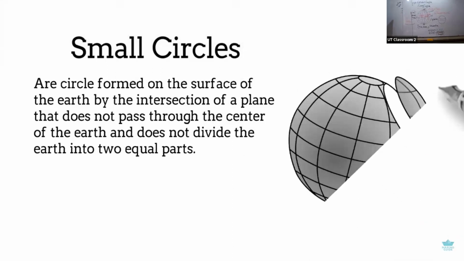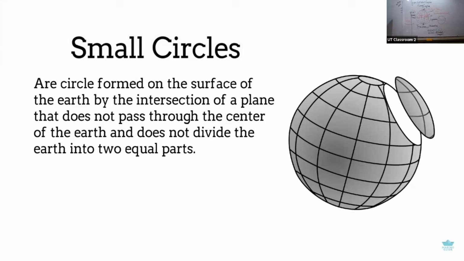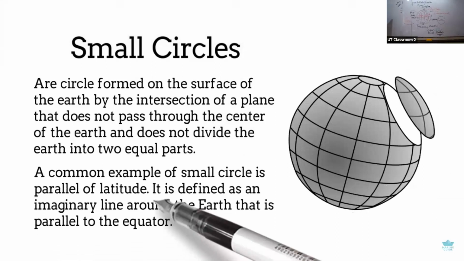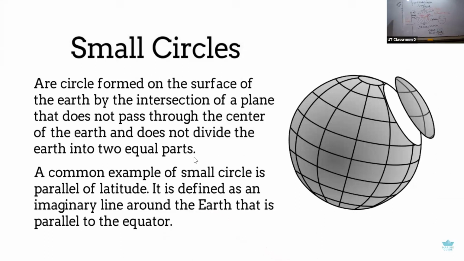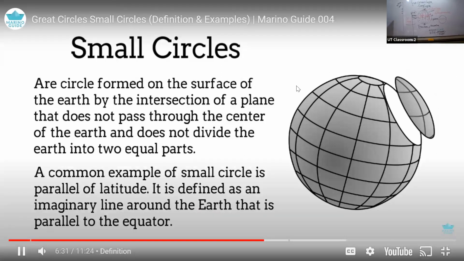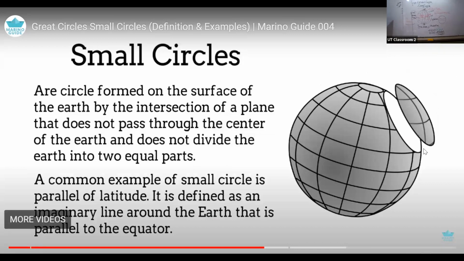A common example of a small circle is the parallel of latitude. It is defined as an imaginary line around the Earth that is parallel to the equator. Look at this circle, the one which is big. Is it a big circle or a small circle? Small. So only one circle is the big circle, and all other circles are small.